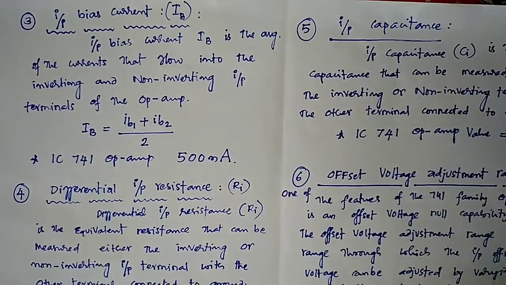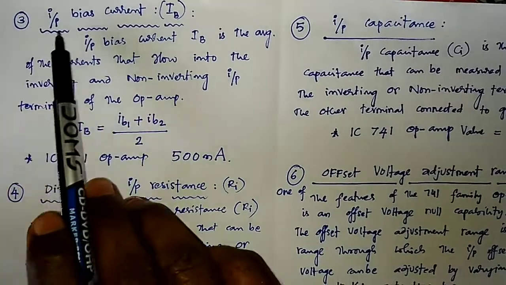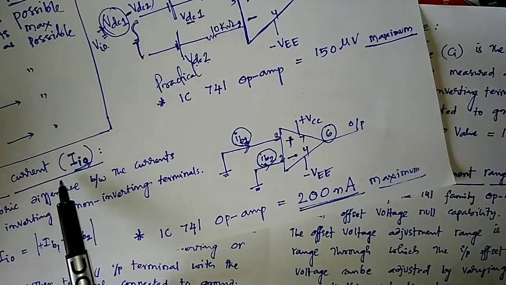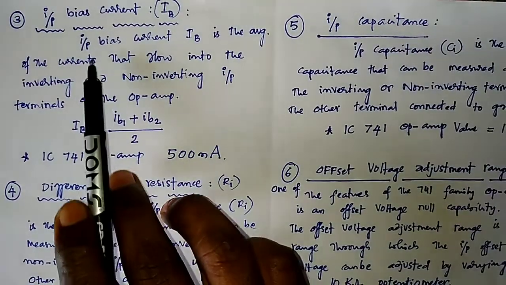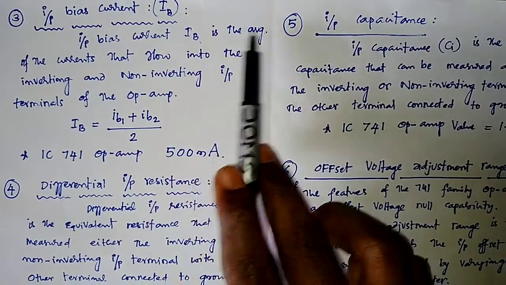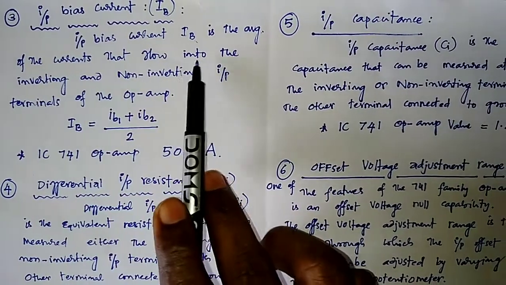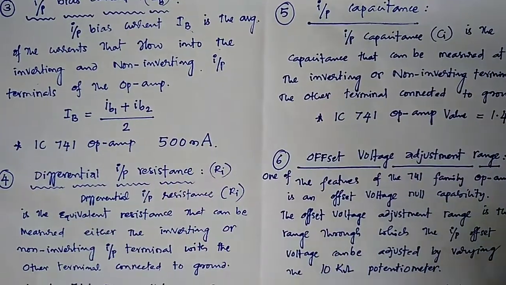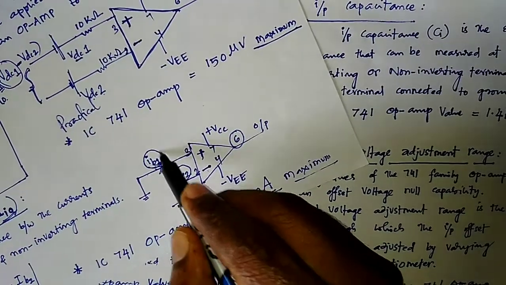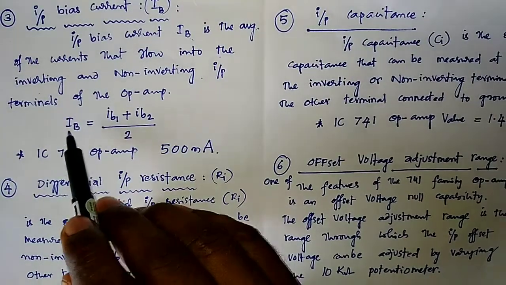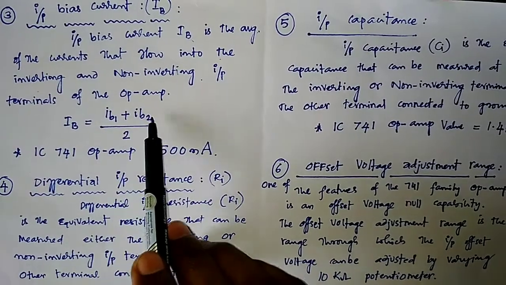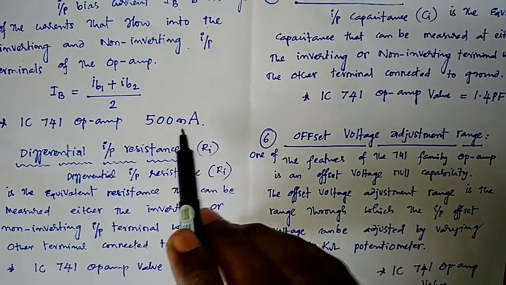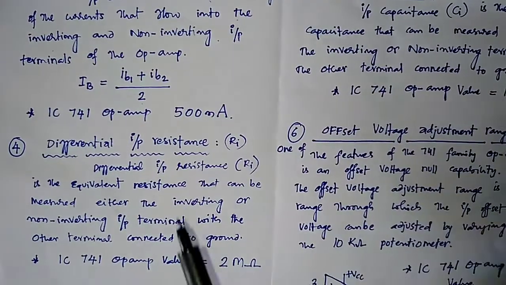Next, the third specification is input bias current. Input bias current is based on the input currents IB1 and IB2. Input bias current IB is the average of the currents that flow into the inverting and non-inverting input terminals of the operational amplifier. IB is equal to IB1 plus IB2 divided by 2. For the IC741 operational amplifier, the practical value is 500 nanoamps.